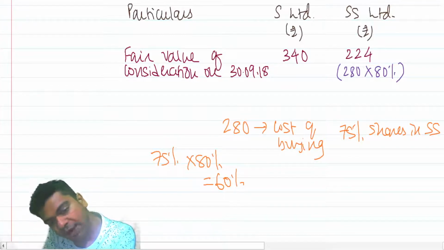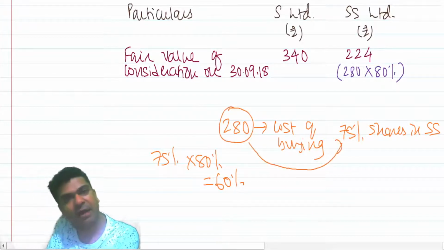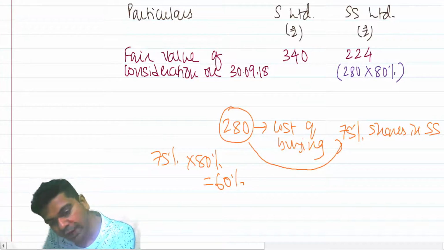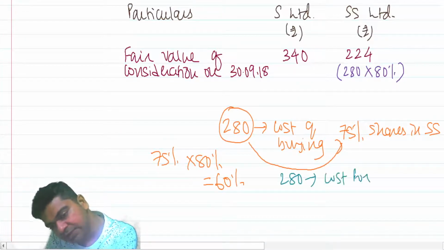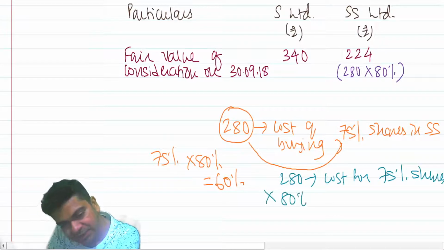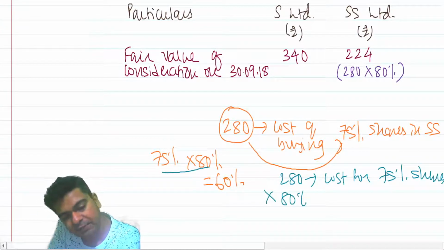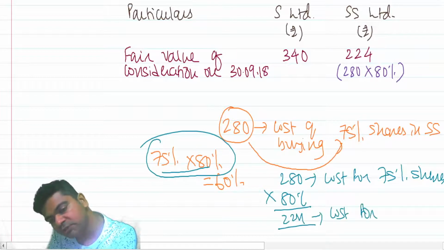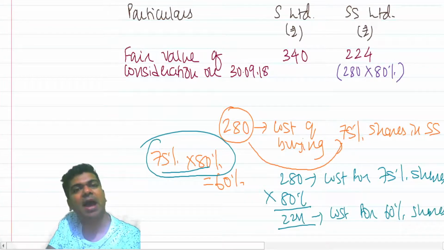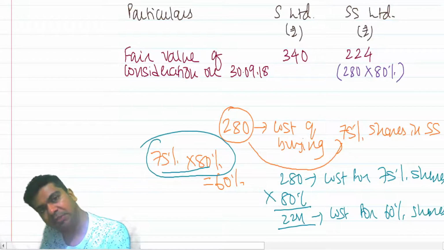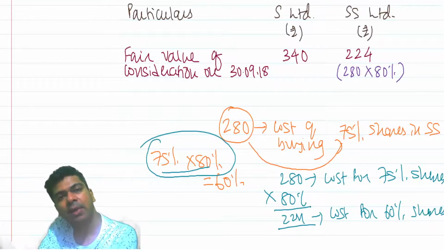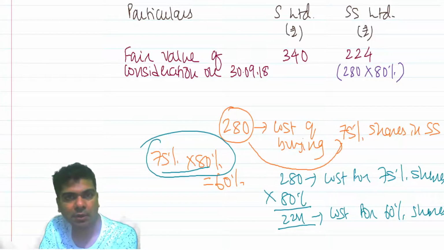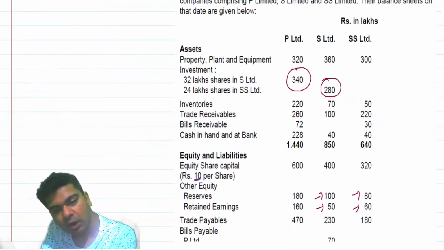So this 280 is the cost of buying 75% shares. Please understand. 280 is cost for 75% shares, isn't it? So if I multiply this by 80%, check here, 75 into 80%, I am getting 224. What is 224? 224 will be the cost for 60% shares because my holding in SS is 60%. That is the reason I am multiplying it by 80%. I hope you are getting the logic over here.